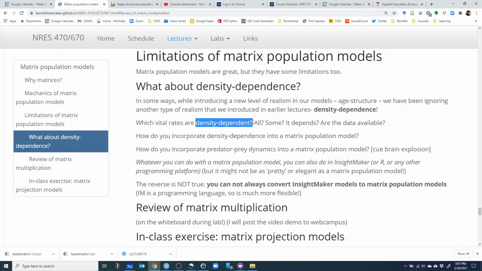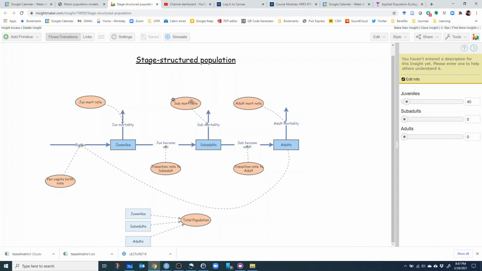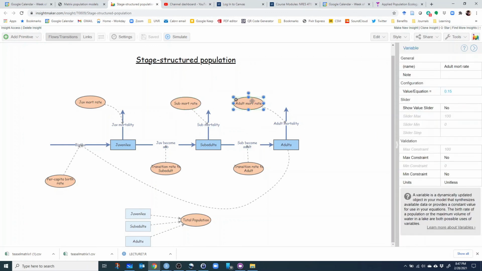We've already shown how you can make per capita birth rate and per capita death rate both functions of density. Now you could do that with any of the parameters in a stage structured population model like this: subadult mortality rate or adult mortality rate could be made to be dependent on density. Like we could use this total population as a proxy for density and make this a function of total population. So the mortality rate increases as the total population goes up or something like that, right? So we could do that, and we already know how to do that.